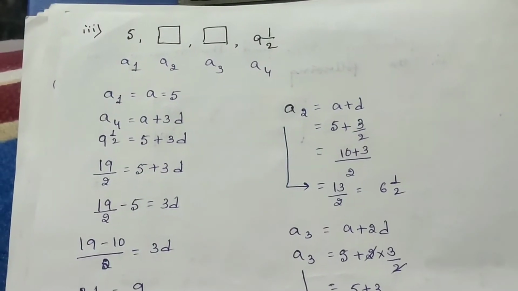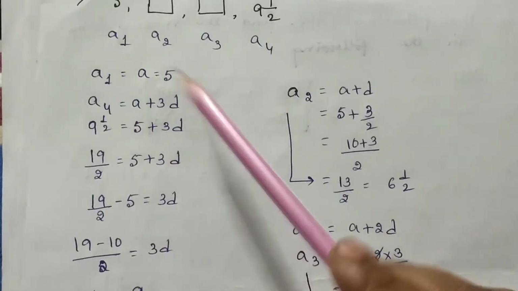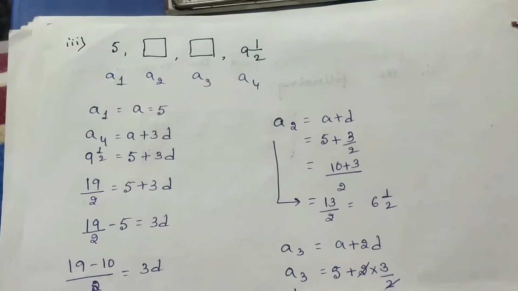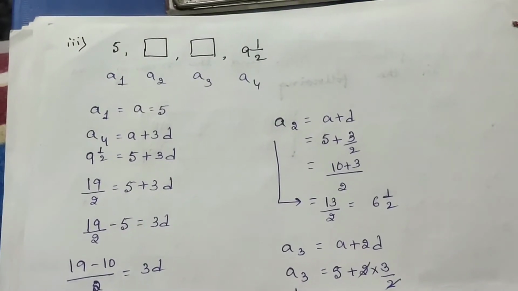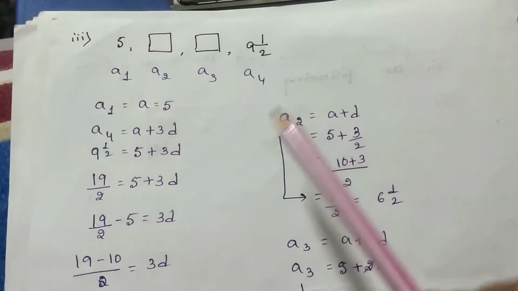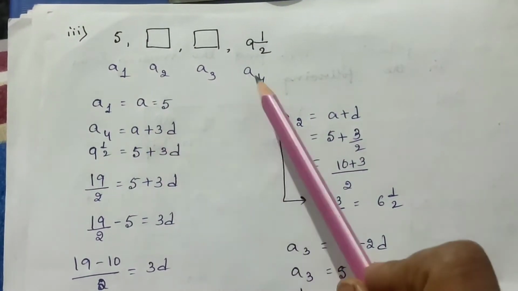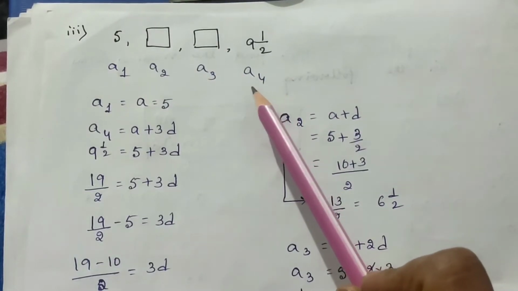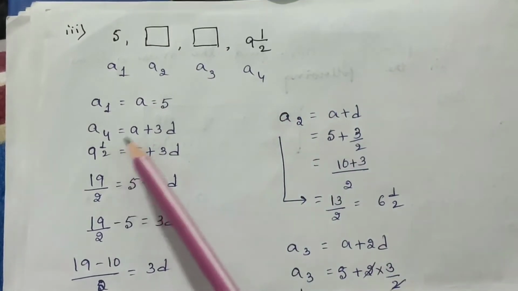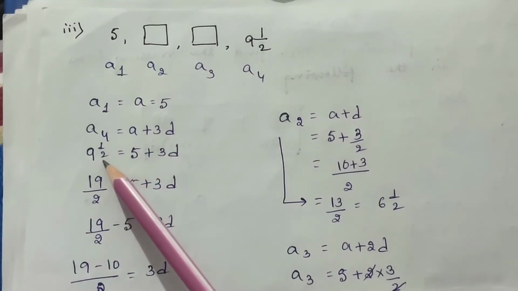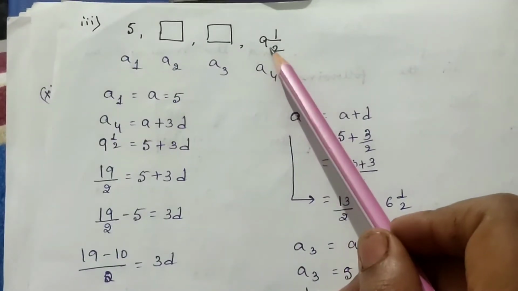Third question: the first term is given, 5, the second and third boxes are missing, and the fourth one is 9 1 by 2. Write them as a1, a2, a3 and a4. Now a is 5, a4 is 9 1 by 2. a4 can be written as a plus 3d. Substitute the value of a4, that is 9 1 by 2.